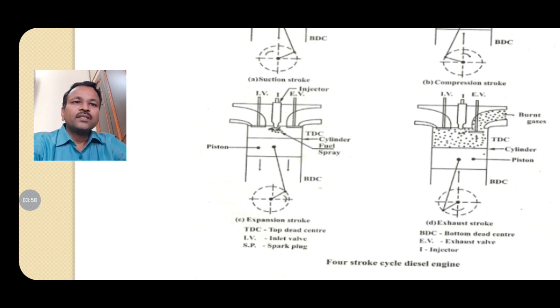Because of this, the piston starts moving from top dead center to the bottom dead center. You can see the downward arrow. So now 1.5 revolutions of the crank are completed. Next, inlet valve and exhaust valve are both closed.